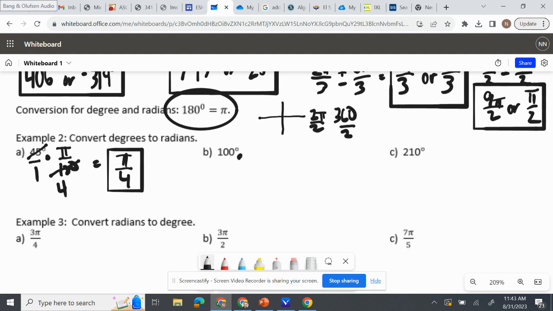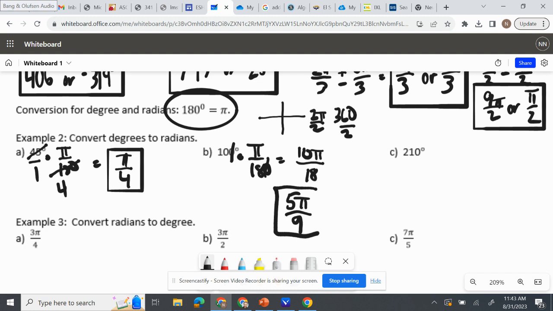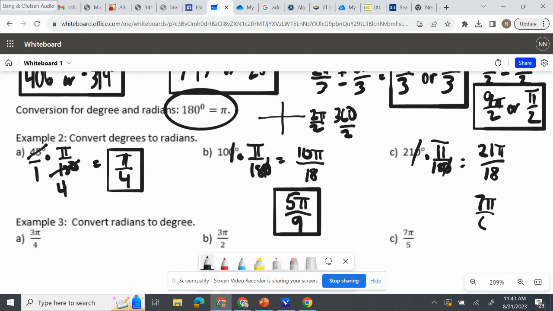If we change 100 degrees into radians, that would be 100 times pi over 180. The zeros cancel. That would be 10 pi over 18, and that reduces to 5 pi over 9. And then for our last one, we take the 210 times pi over 180, zeros cancel, and what we get is 21 pi over 18. Then we reduce it by 3, and that gives us 7 pi over 6.